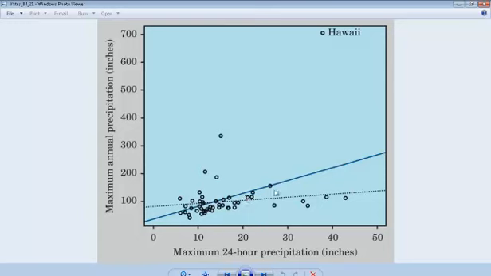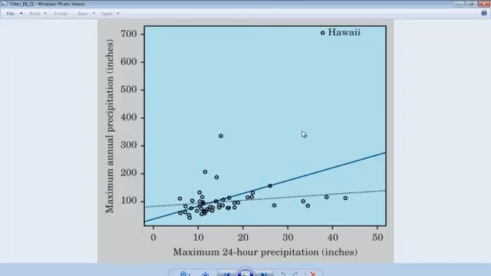We have here two lines as well. Both lines are the least squares regression lines. The darker one, however, is the regression line that includes the outlier of Hawaii, and the dotted line is the one that does not include Hawaii. Before we talk about the regression lines, we'll talk about the correlations.